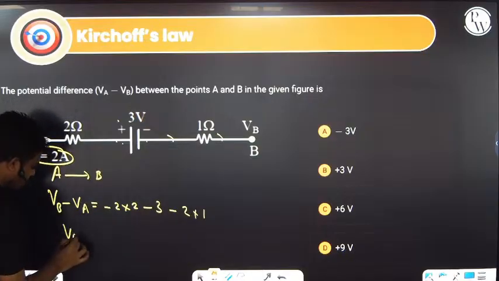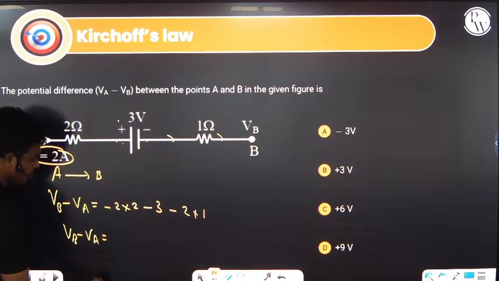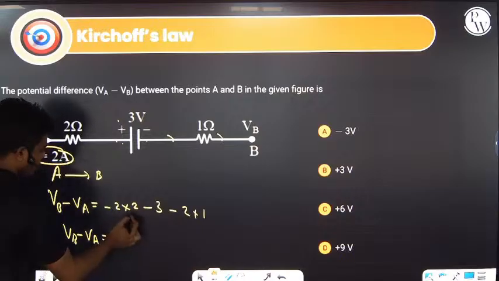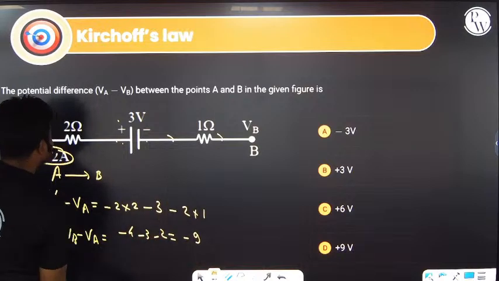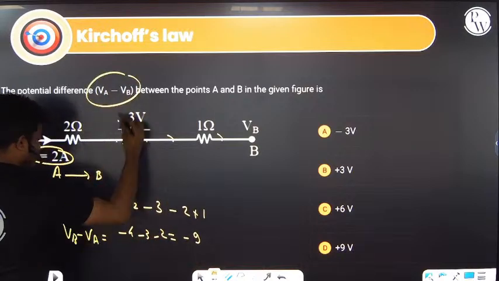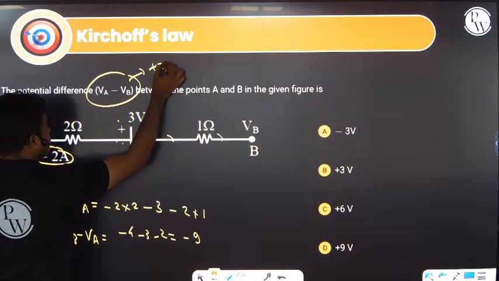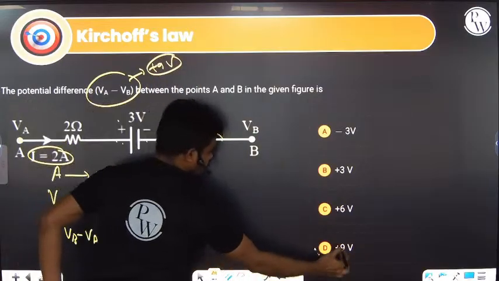So what is VB minus VA? We are getting minus 4, minus 3, minus 2. We got minus 9 volt. But they are asking VA minus VB. If VB minus VA is minus 9, then this will be plus 9 volt. The answer is option D. I hope this one is clear.